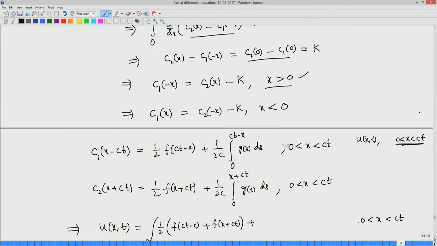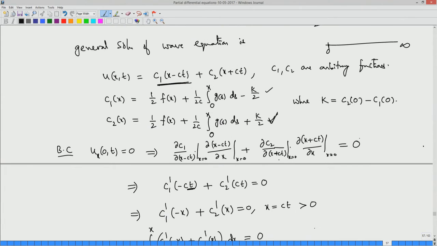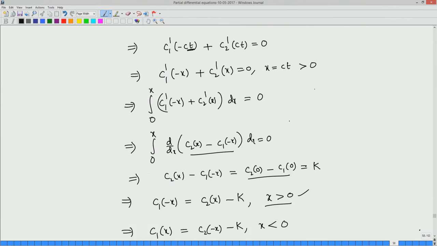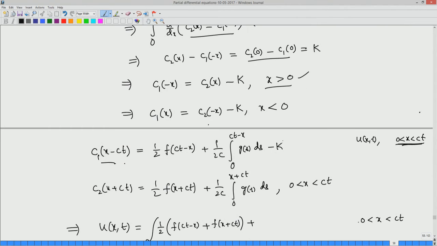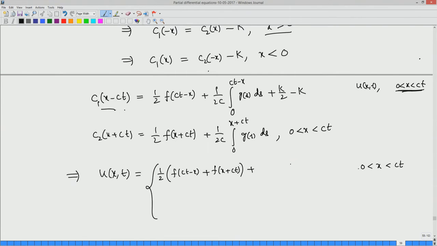So, what you have written is C1 equal to C2 of minus x minus k, and what I missed is C2 is plus k by 2. So, plus k by 2 is also there. Okay. So, you have a C2 of minus k, you have plus k by 2, and you have a minus k here. Okay. So, together this is minus k by 2, and for C2 you have here plus k by 2. And now, if you add these two, it gets cancelled. Okay. This is what it means. This is for x less than Ct.